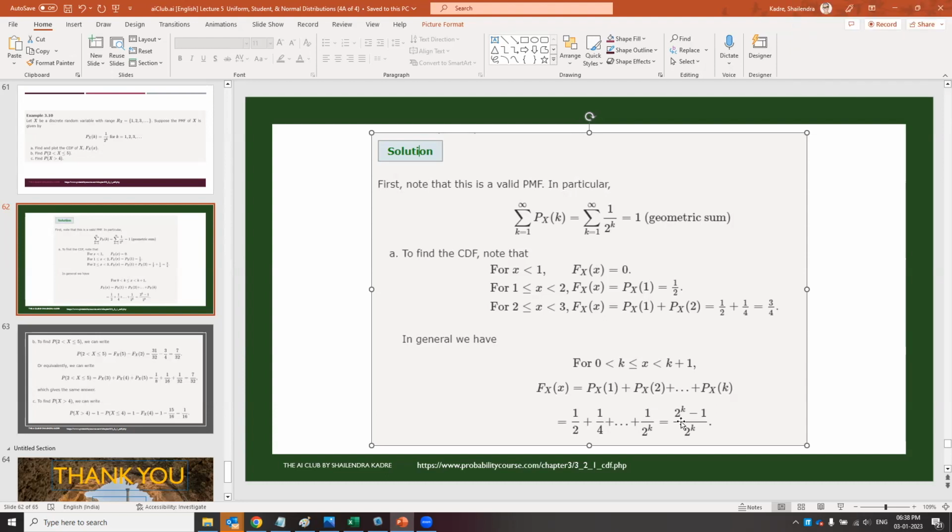Sir, can we also write this as 1 minus 1 upon 2 to the power k, if we break the fraction? Yes, you are right. You can calculate it that way. It will be an easier way of calculating it.